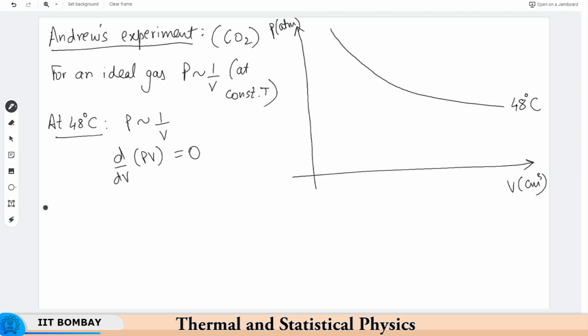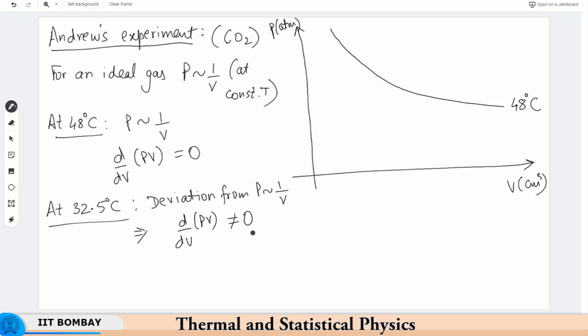But when he reduced the temperature to the value 32.5 degrees Celsius, he observed deviation from P scaling with inverse V, which basically implied that the derivative of this quantity P times V was non-zero over some range of these P and V values. And how does that look like? There was deviation from this behavior.